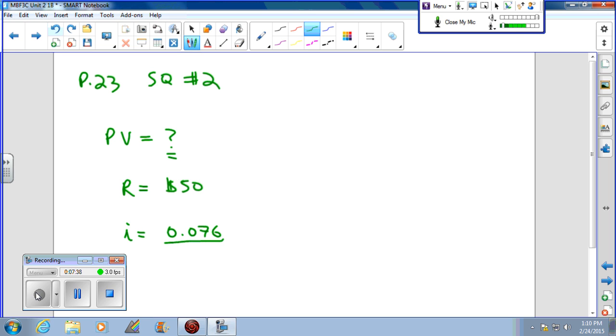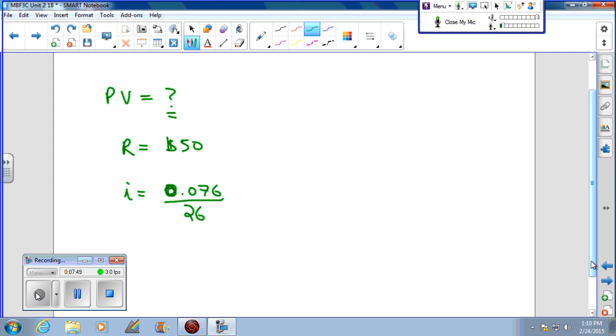0.076 divided by, now it's bi-weekly, so that's 26 payments. And I'm just going to make that 0. Okay, it's an ugly looking 0, but it looked a little too much like a 6 earlier on. And then our N: bi-weekly is 26 per year, and that's 4 years. So it's going to be pretty close to 100, eh? Is it 104? Yeah, it's 104. So that's 104 payments at $50 each.